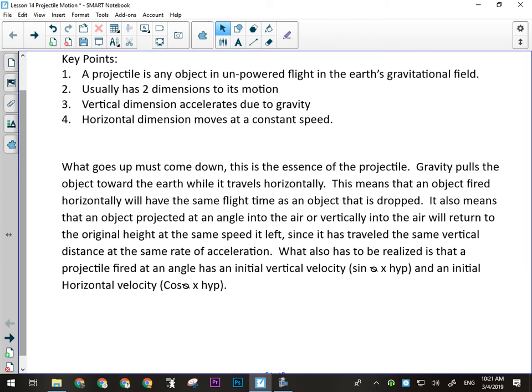It also means an object projected at an angle into the air or vertically into the air will return to the original height at the same speed it left at. So if I throw something up in the air and then I catch it at the same height I threw it from, it'll be going exactly the same speed I threw it at, just in the opposite direction. Now that's in the perfect world, where air resistance doesn't play a factor. If you shot a gun straight up in the air, you wouldn't have to worry about getting killed by the bullet when it came back down, because in the real world, the bullet will travel, in its proper orientation upwards, but as it slows and starts to fall, it will tumble.